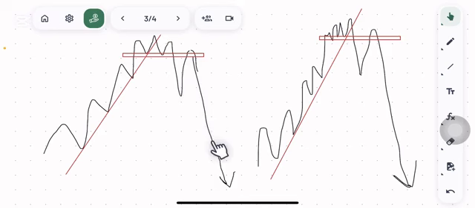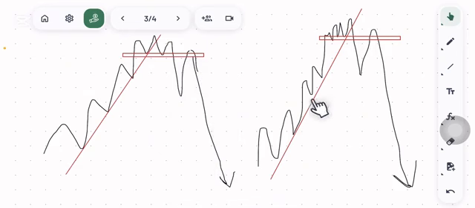Then if it moves to 1:3, move your stop loss to the point where it gave you 1:2. All right, just like that. Keep trailing it until it hits your take profit. All right, it's as simple as that.